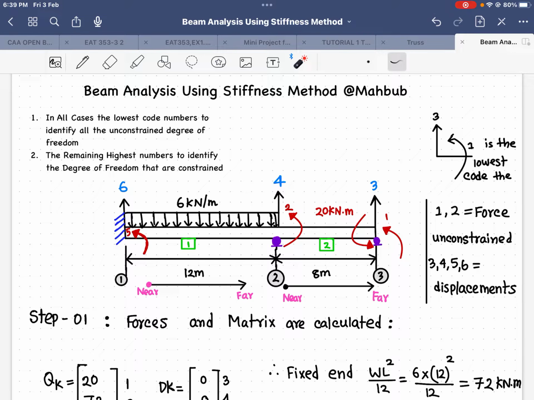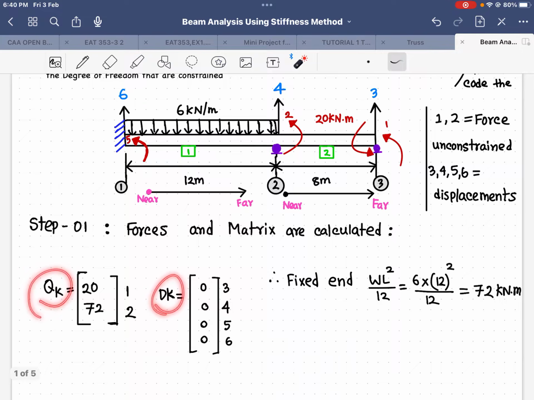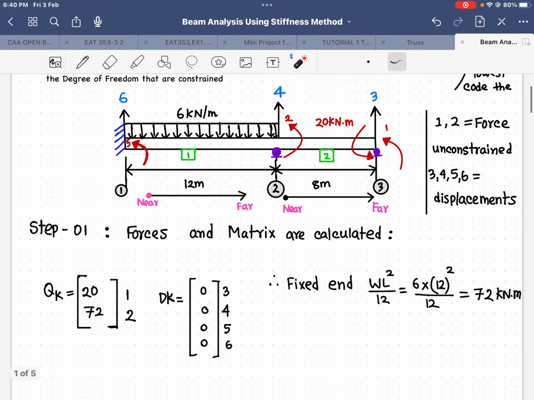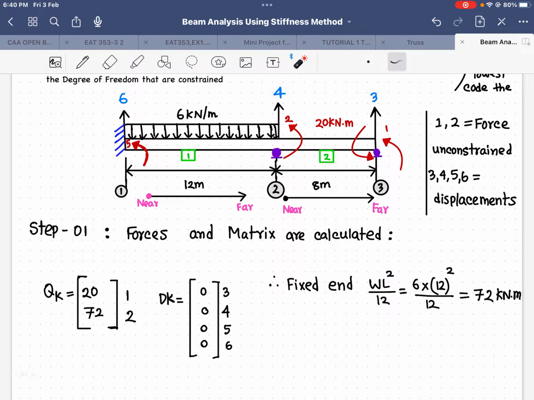So here, the first thing we have to find out is the known displacements and the known external loads. QK will be the known external loads and DK will be the known displacements. So how can we find out the QK and DK? From this example I will show you how easily you can find out the QK and DK.